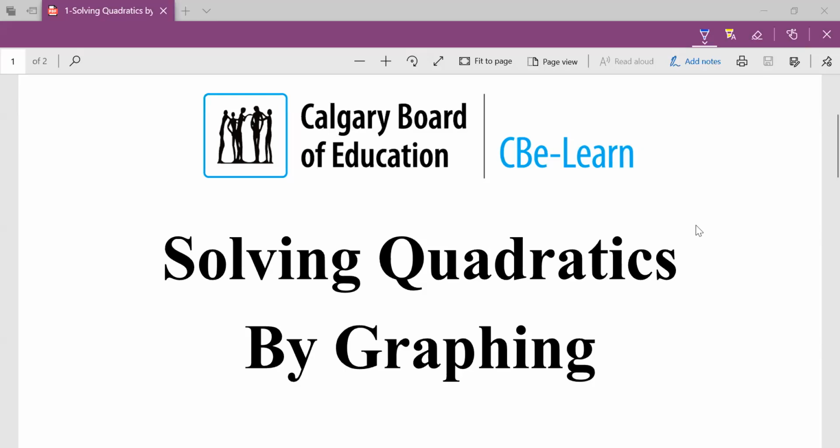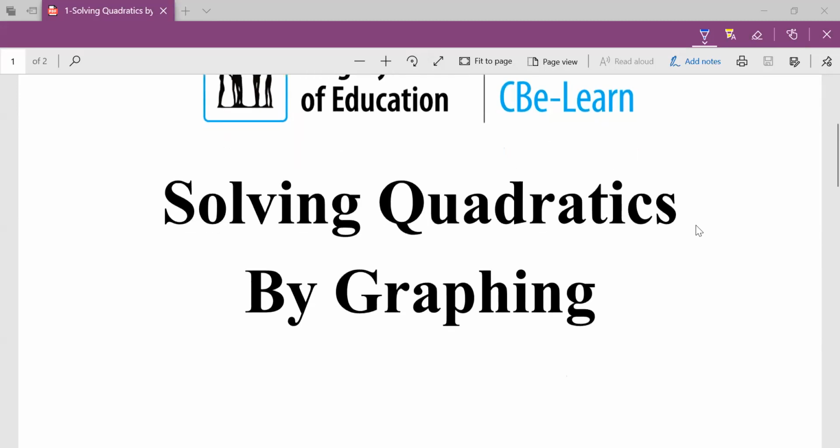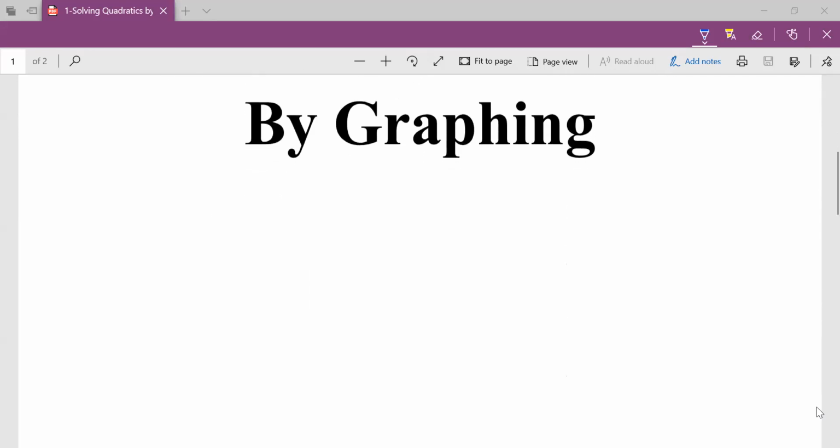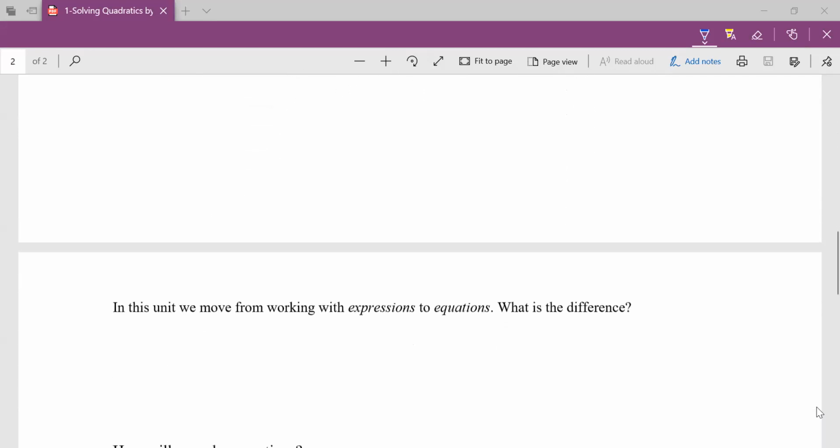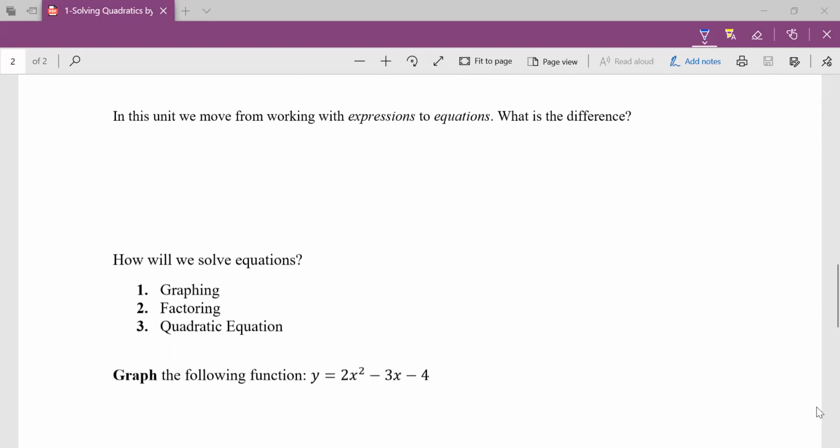Hey, mathletes. What we're going to start this unit with is we're going to solve quadratic equations by graphing. So the key word there is equation. Okay, what the heck? Last unit we were working with expressions. In this unit we're working with equations. What's the difference?